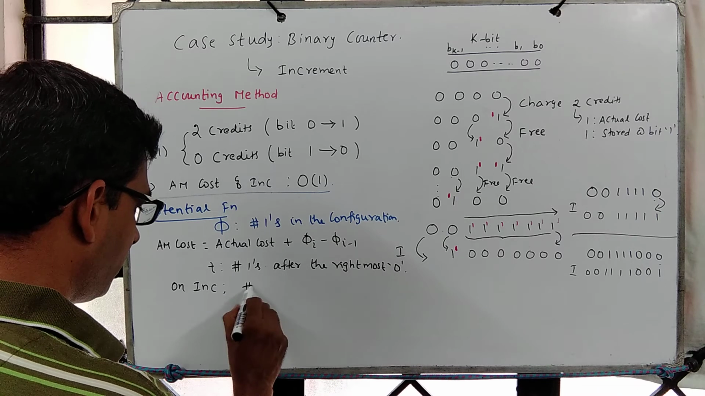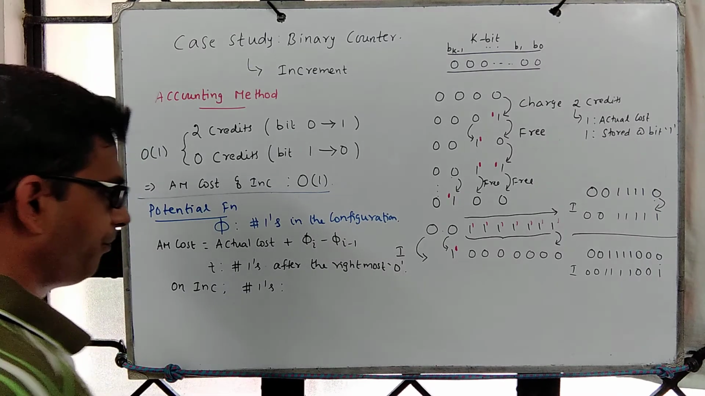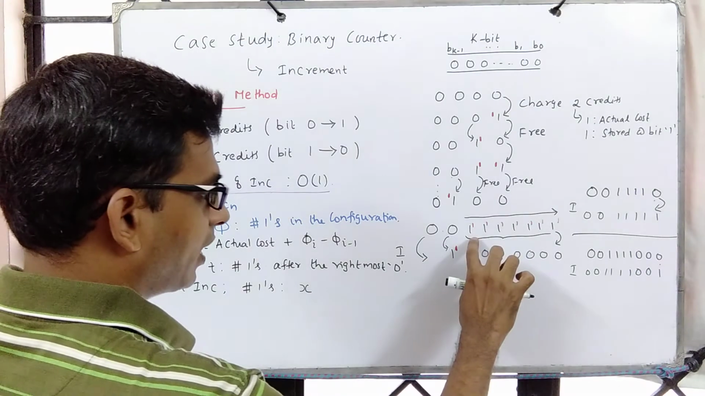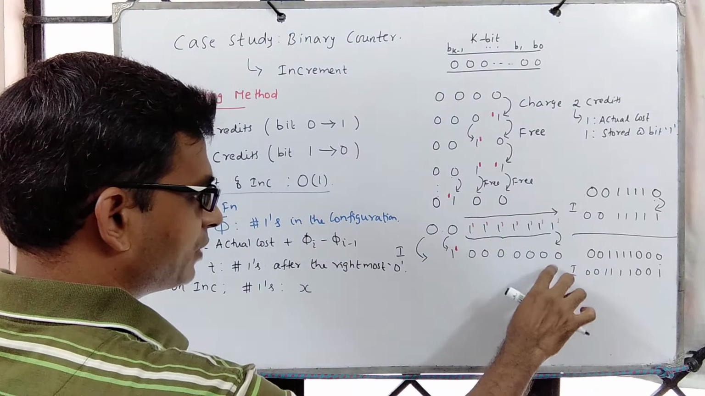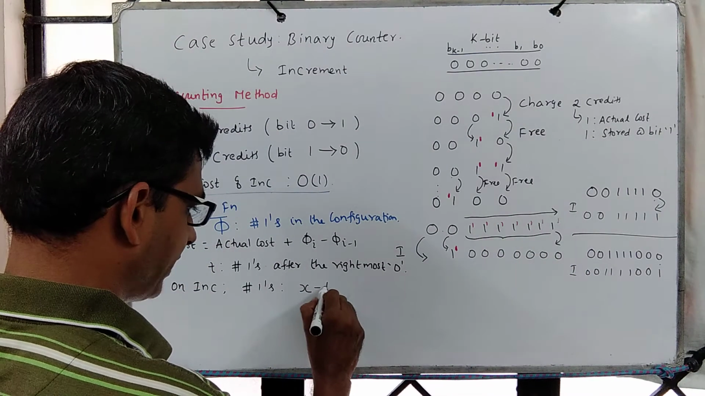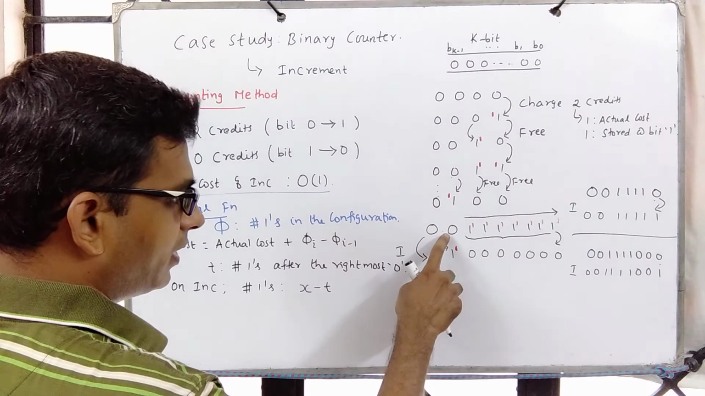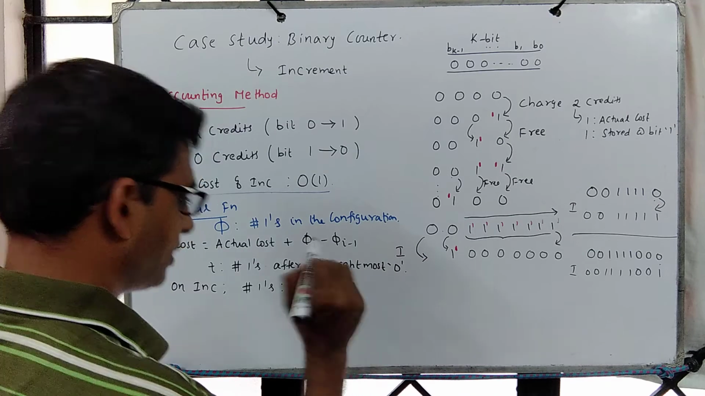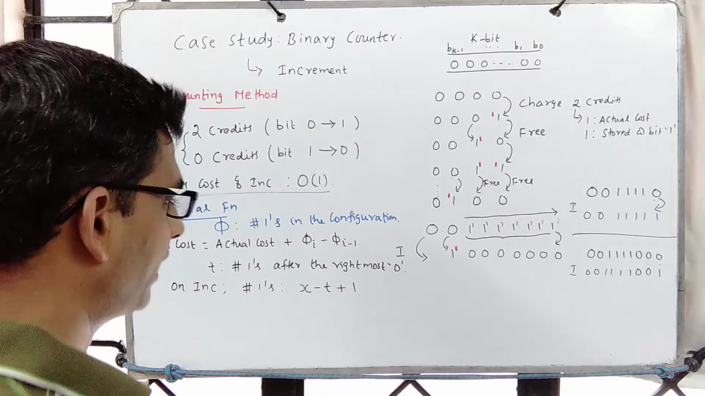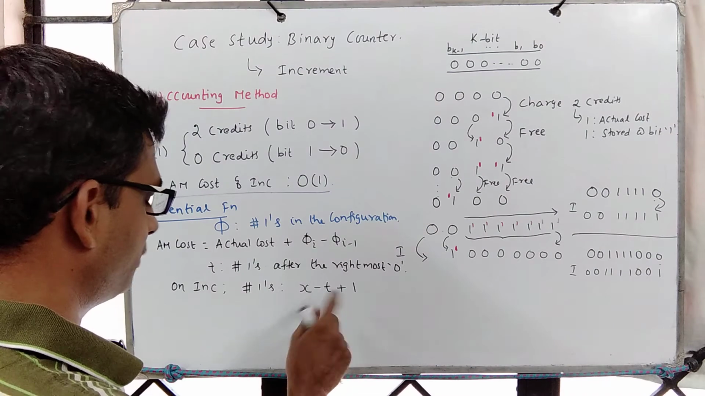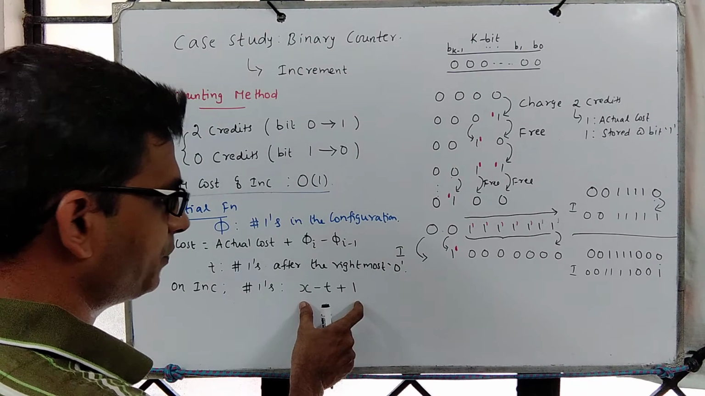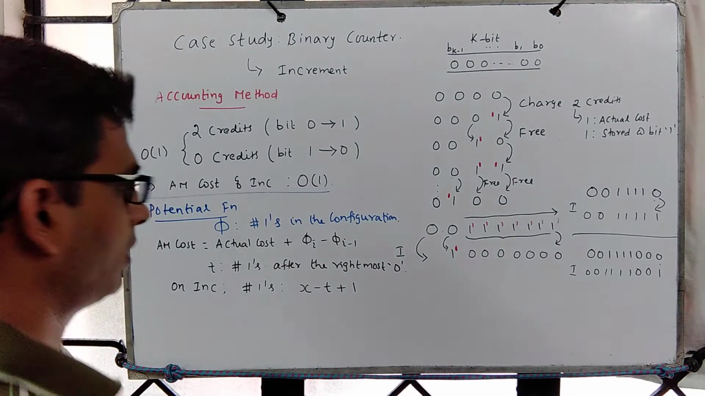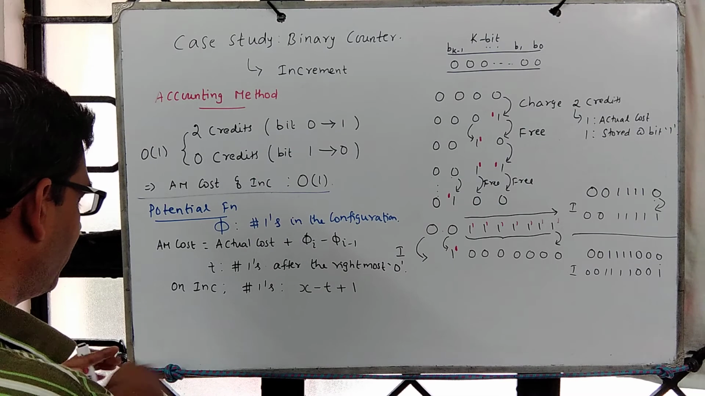How many ones are there? There will be x ones initially, and on increment all of these t ones are flipped to 0, which means x minus t. Then this 0 is flipped to 1. We are incrementing that, right? So we are adding 1, and we are removing so many ones. So on increment, we will see this many ones in the configuration. Correct? So now let's look at the amortized cost.